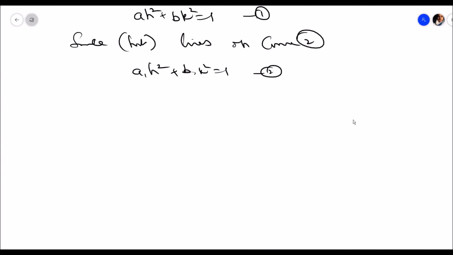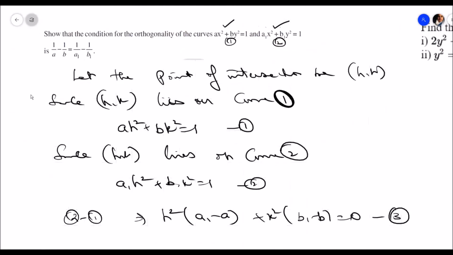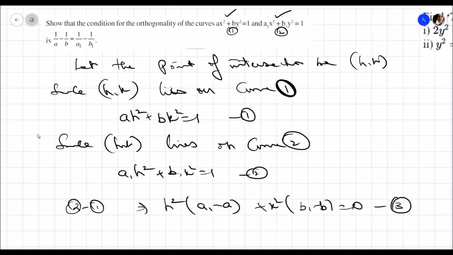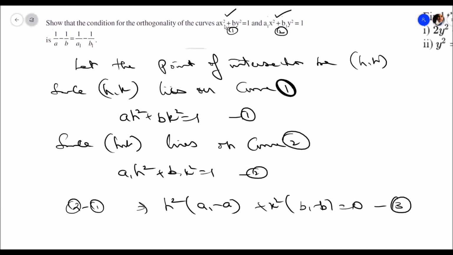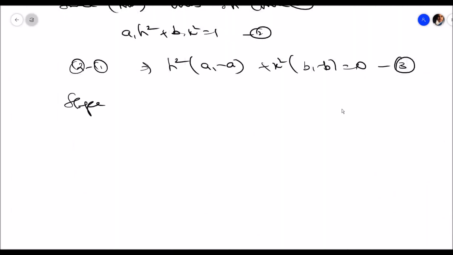Okay, just before I proceed with the problem, let me simplify it by doing equation 2 minus equation 1. What does that give me? h square into a1 minus a plus k square into b1 minus b should be equal to 0. Right? Call this equation number 3, which will be useful in the next few steps. Now, condition for orthogonality, that happens when the slope of this into the slope of this should be equal to -1. So first let us find out the slope of curve 1.